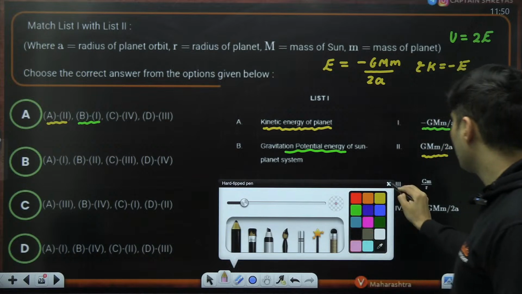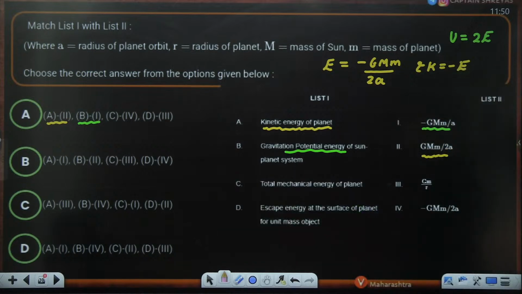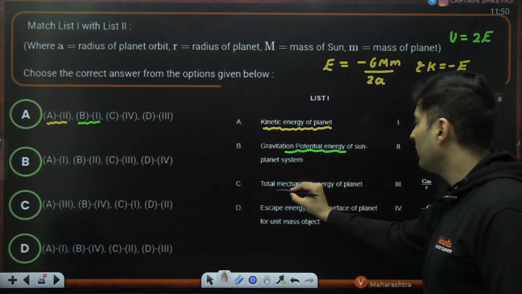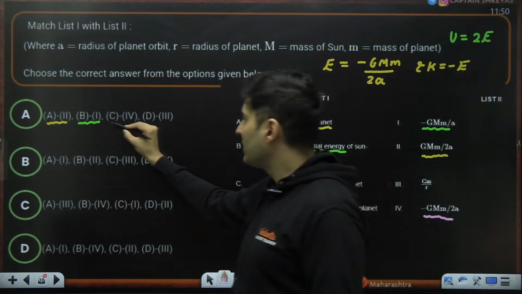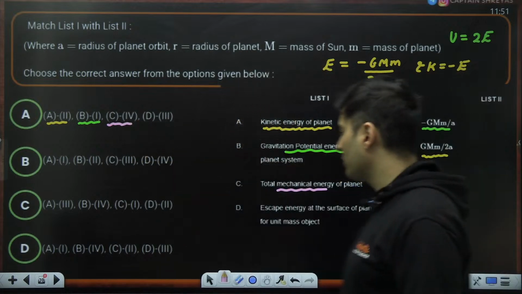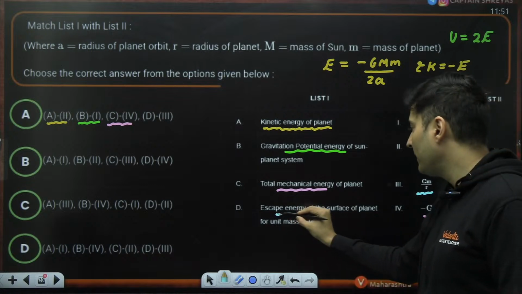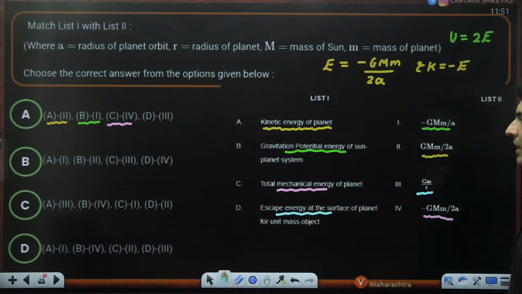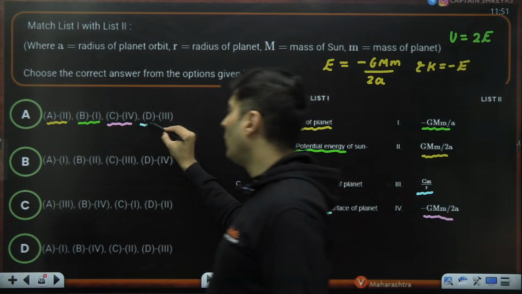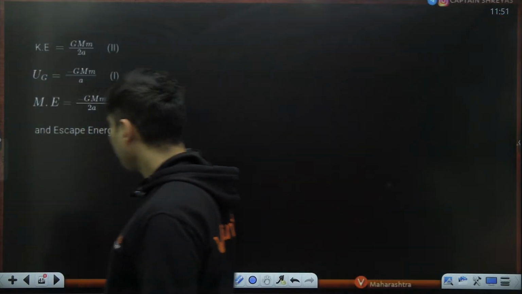Lastly, we can also check one more thing. The total mechanical energy of that planet will obviously be minus GMm by 2a. That is exactly what I have written, total mechanical energy. So C is going with 4, of course. And then the escape energy at the surface of the planet per unit mass depends on the radius of that planet. So that will be exactly this. All the things will match.